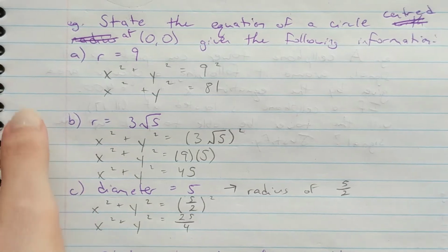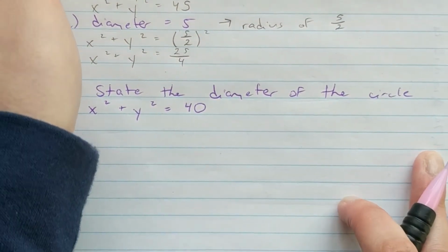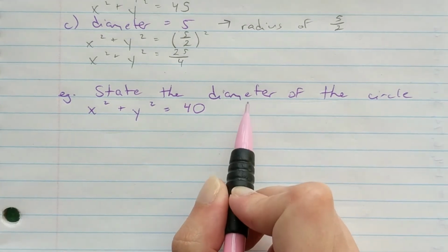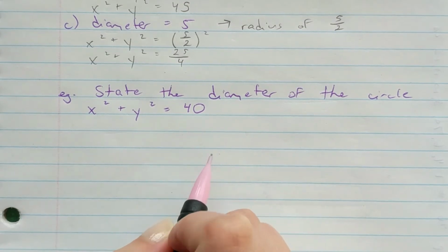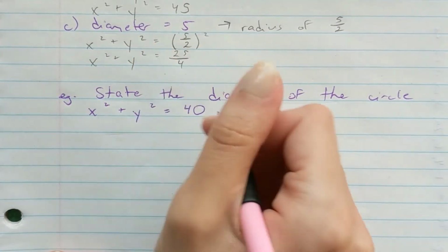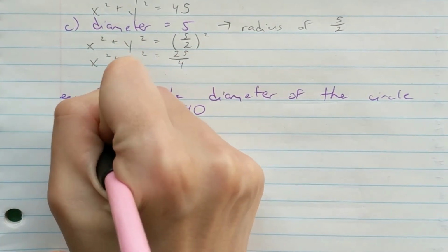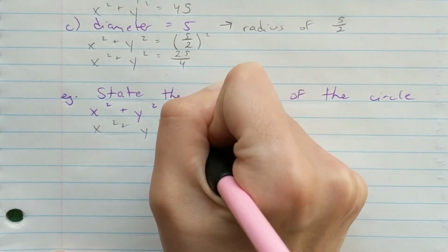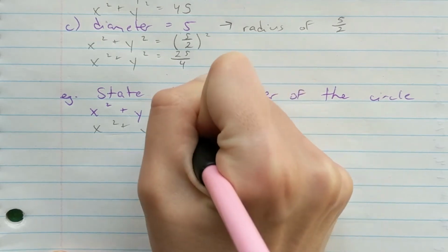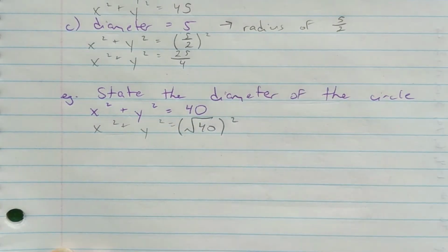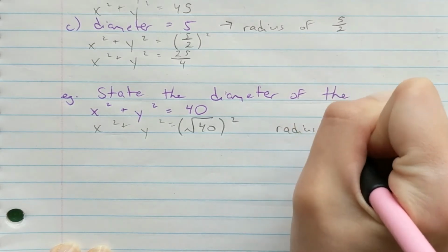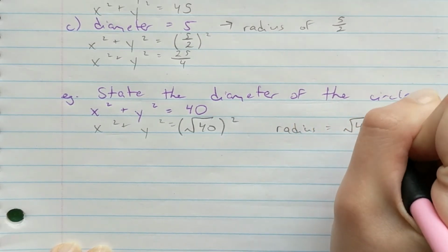Another example here, state the diameter of the circle x squared plus y squared is 40. Recall, we are looking for the diameter here. Let's start by finding the radius. I can rewrite this as x squared plus y squared is equal to the square root of 40 all squared, which means that my radius is the square root of 40.